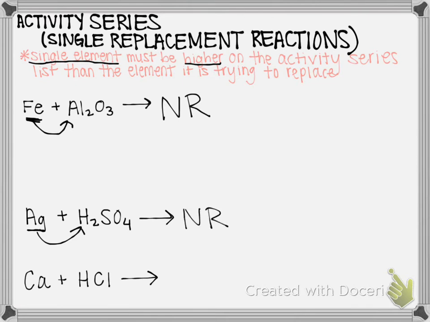And last one, Ca is going to try to replace hydrogen. So that means the single element, or Ca, has to be higher than H, and if you look on your list, it is. So it's going to switch places. H is going to be the new thing that's by itself, and we need to make a compound that has calcium and chlorine combined. So this is where you have to look at your charges and crisscross. Ca is a +2, Cl is a -1.